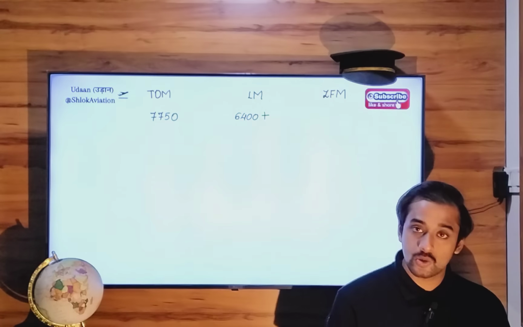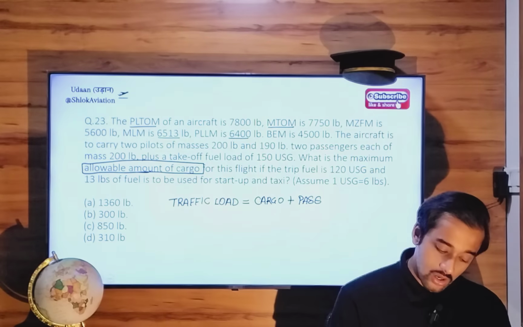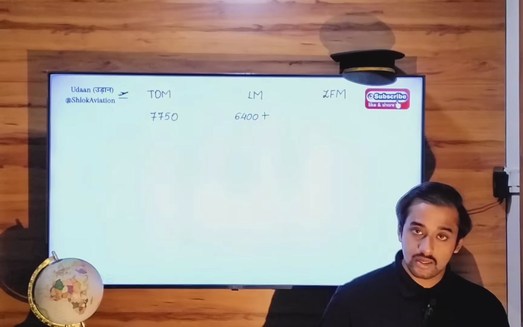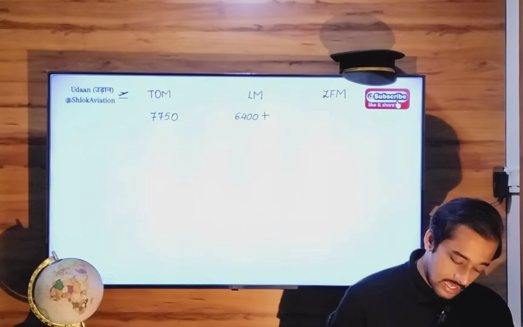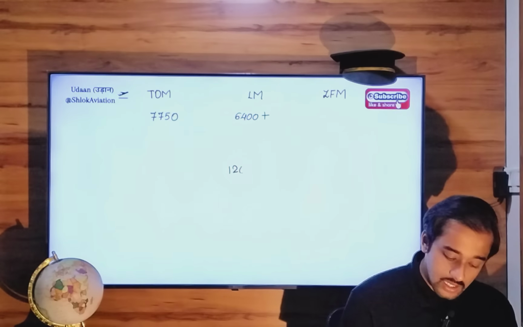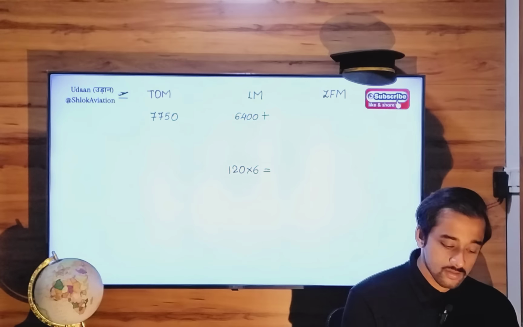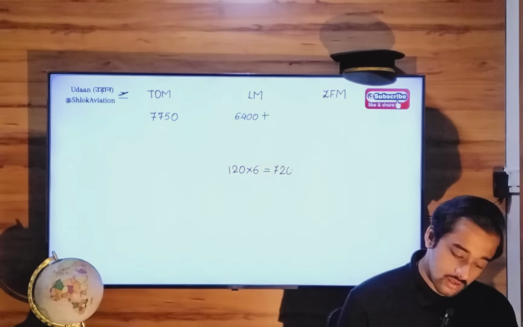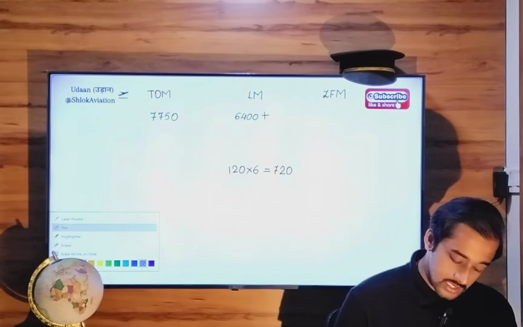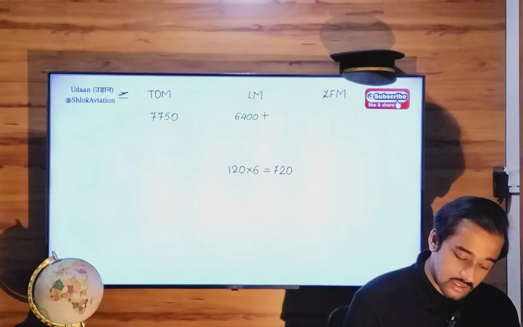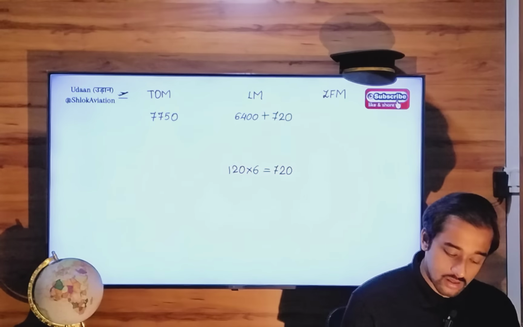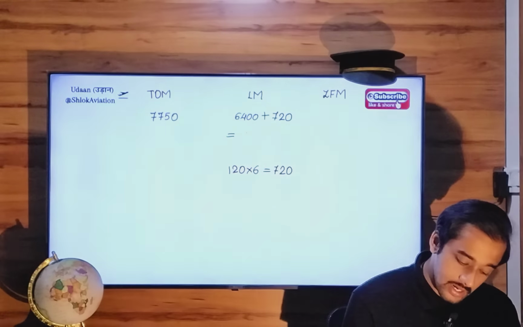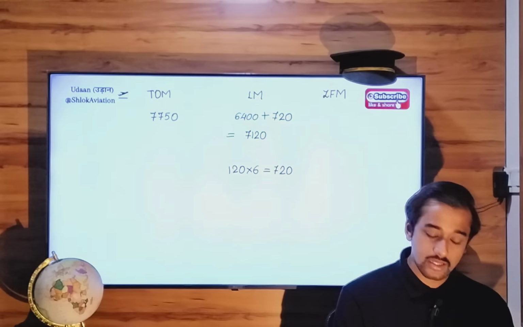Add trip fuel to that. Now trip fuel is 120 US gallon. So 120 into 6 is equal to 720 pounds. So 6400 plus 720, your answer is 7120.